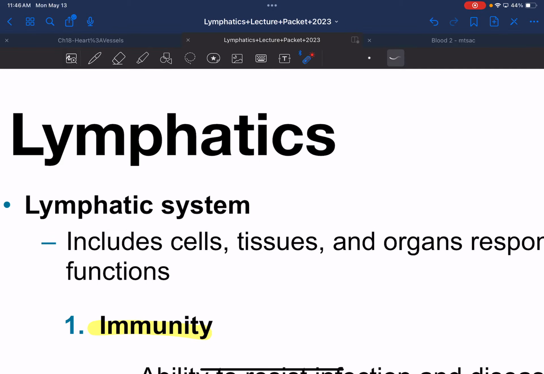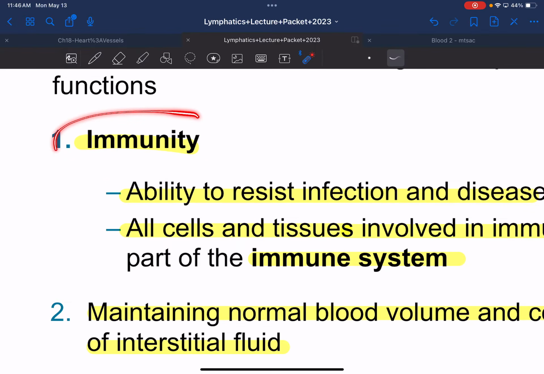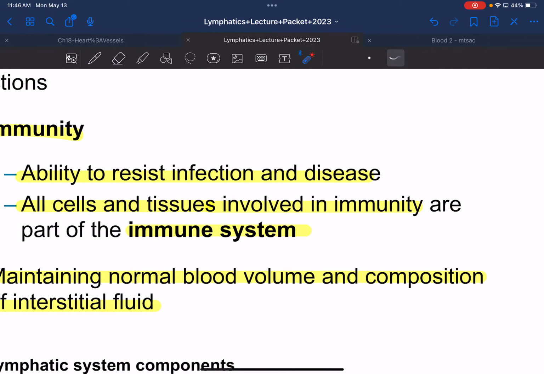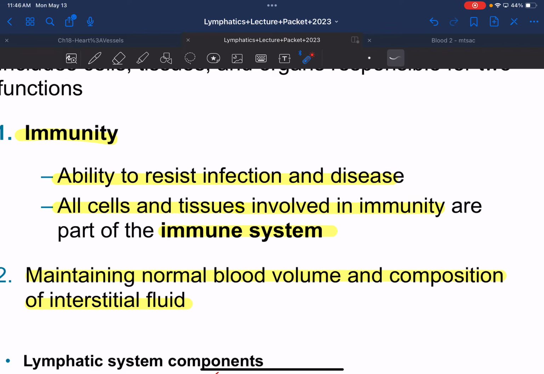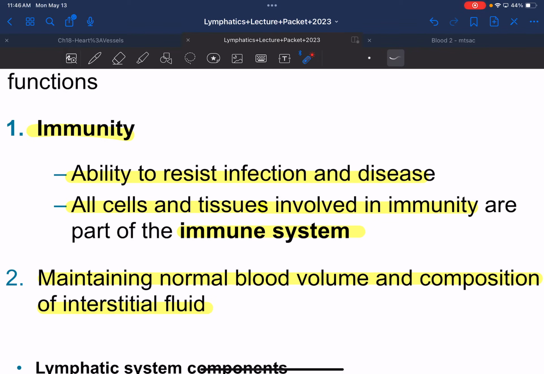It's named after how we do two things: immunity, how we are able to resist infection and disease. And every single cell, those white blood cells we learned in the blood chapter, they all make up the immune system. And again, this immune system is the ability to resist infection and disease.